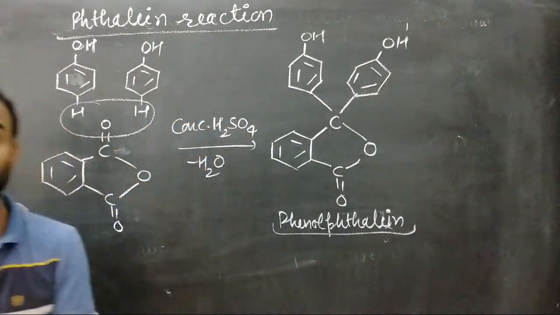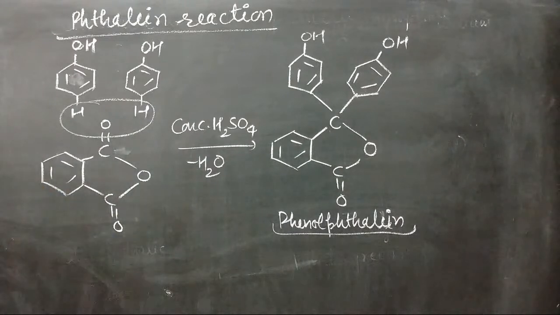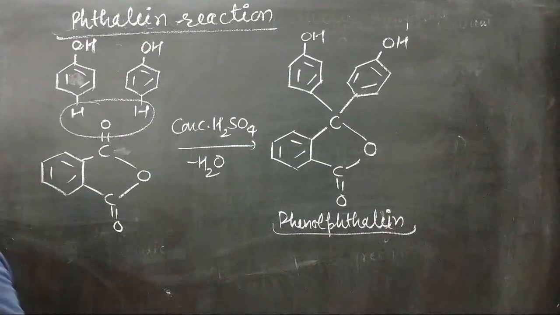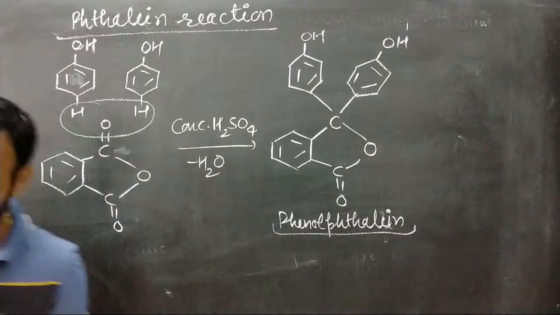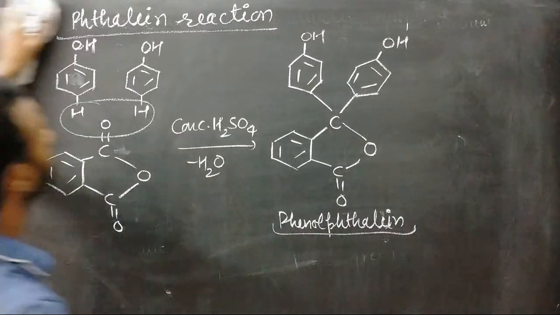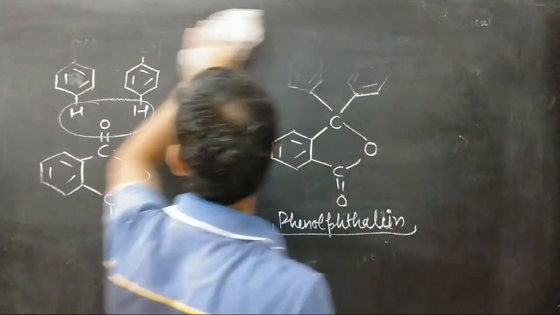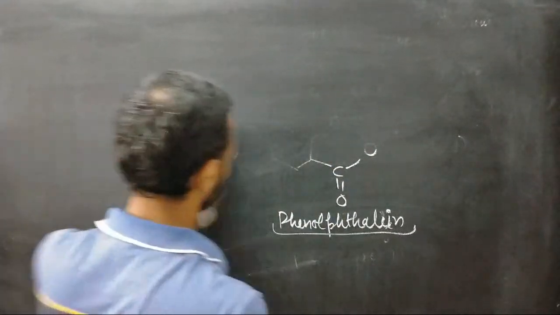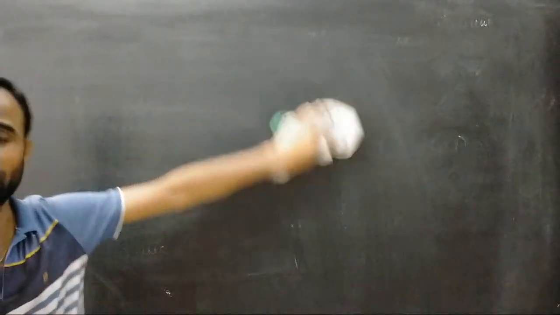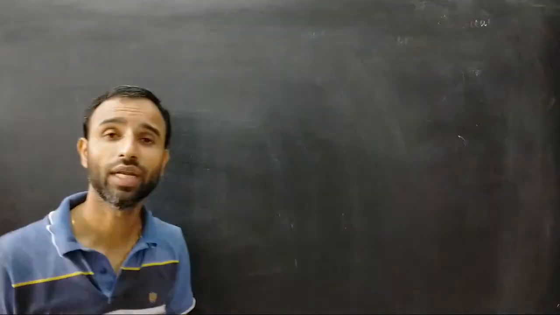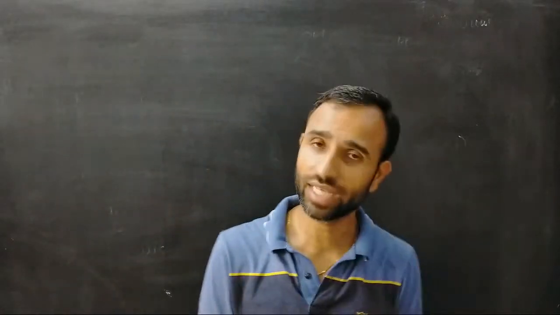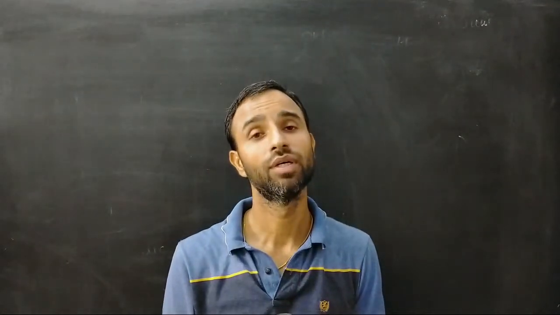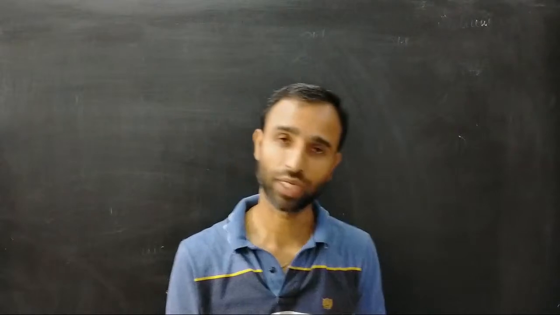Okay, so we have 10 minutes. So we will do Lieberman's nitroso reaction. Phenolphthalein is a weak acid. In acidic medium it is colorless. In basic medium it gives pink color. Okay.